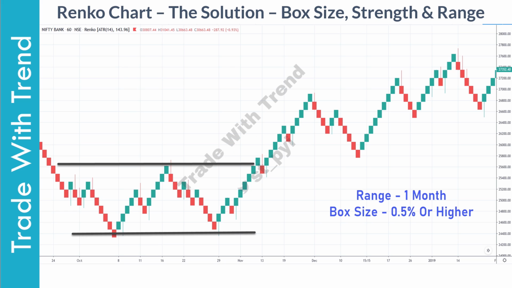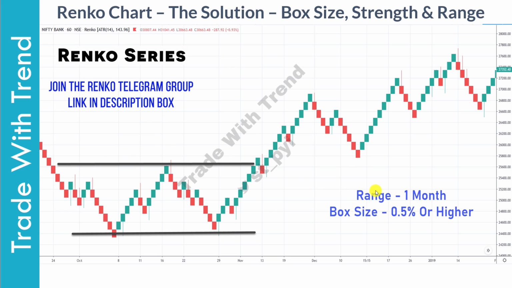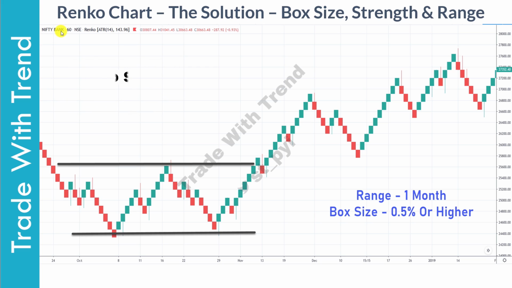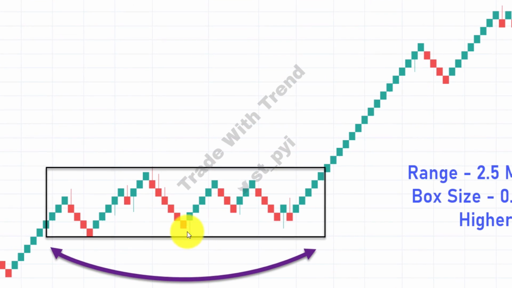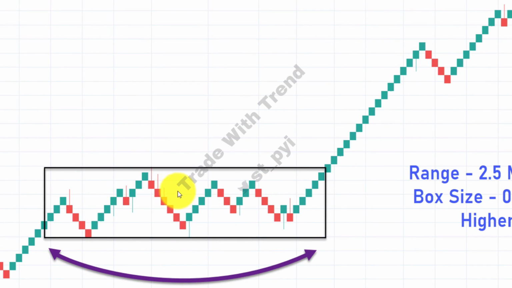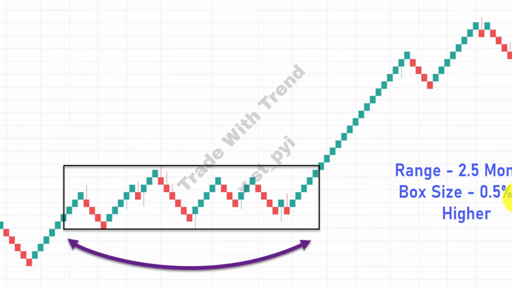So now what I've shown you here with respect to the range and the box size, this is not something random, because this happens every now and then, and I've taken up Bank Nifty here as an example. So this is a region between October and December 2019, and this is where the support zone was actually playing out. Look at what happened a couple of months ahead. So between January and February, you again saw one more support region developing. So this range again lasted for a period of 2.5 months with box size of 0.5% or higher.